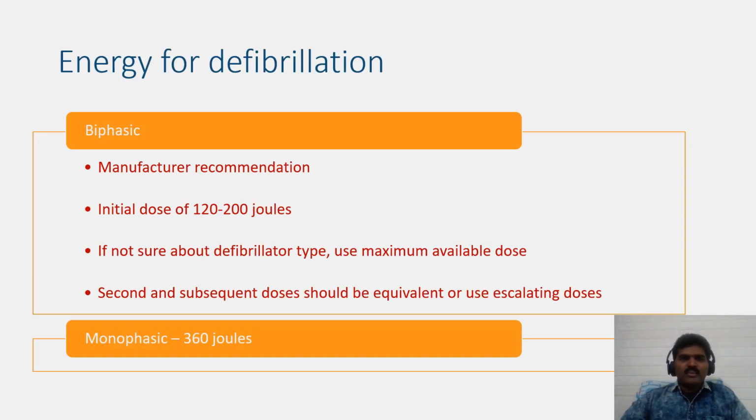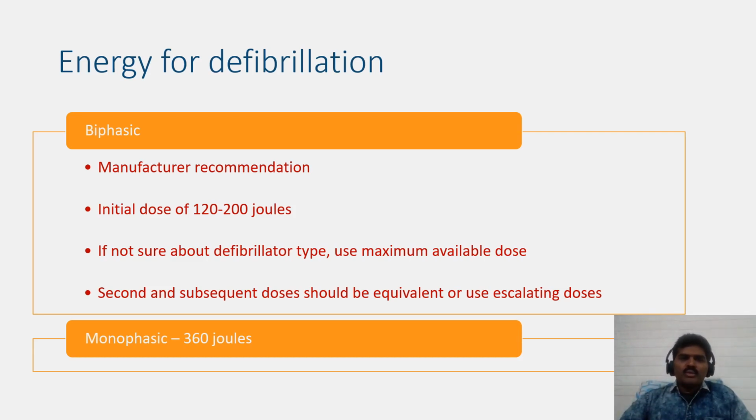Energy for defibrillation. In a biphasic defibrillator, usually the manufacturer's recommended initial dose of 120 to 200 joules can be started. You can either follow a single protocol where you go on giving 200 joules every time, or you can follow an escalating protocol where you start at 120 joules and increase upwards.